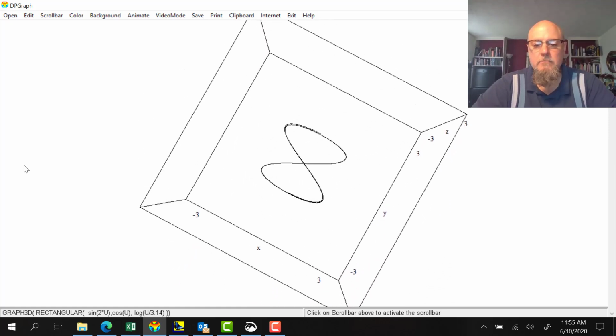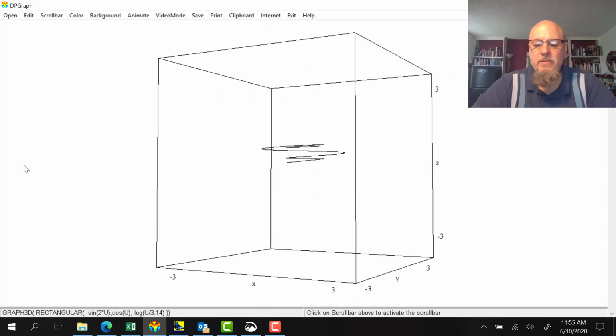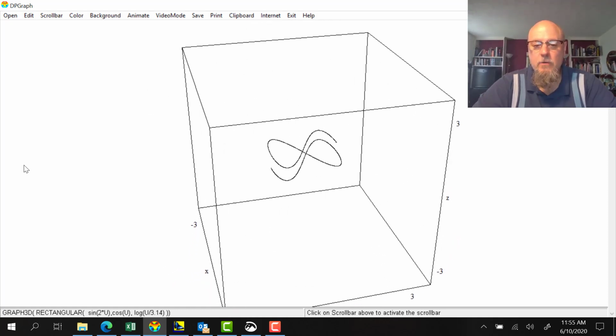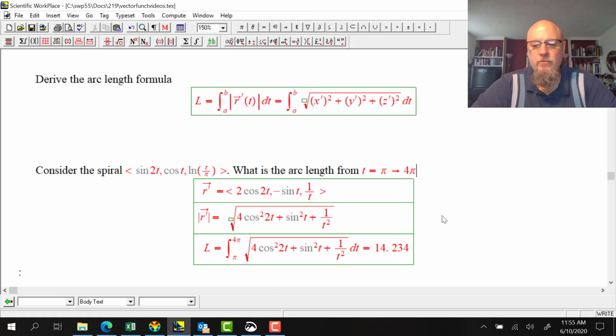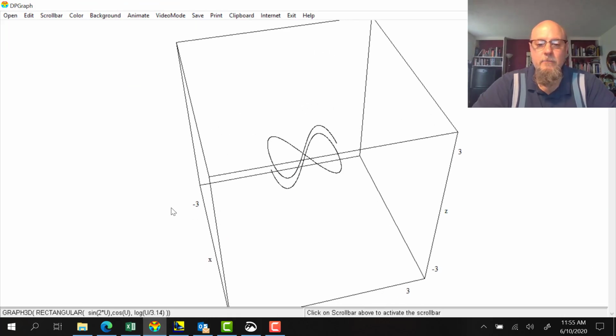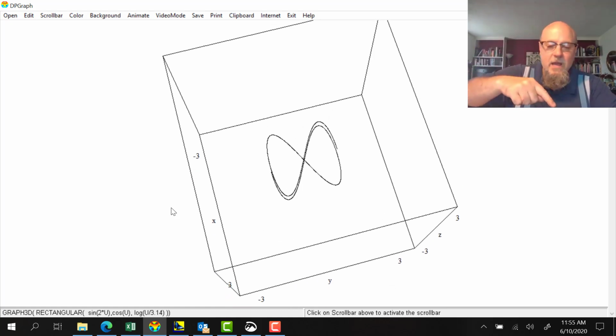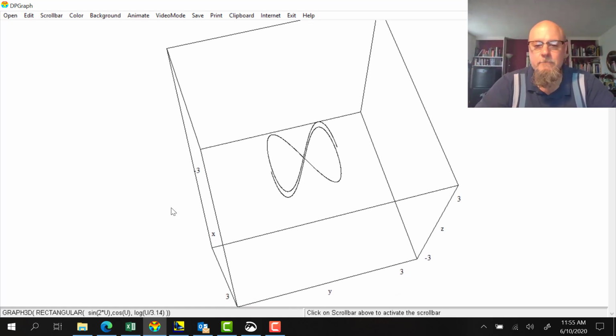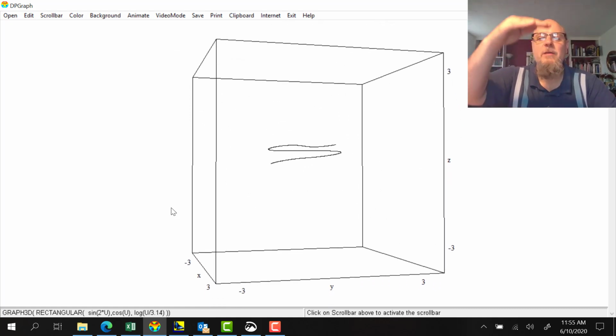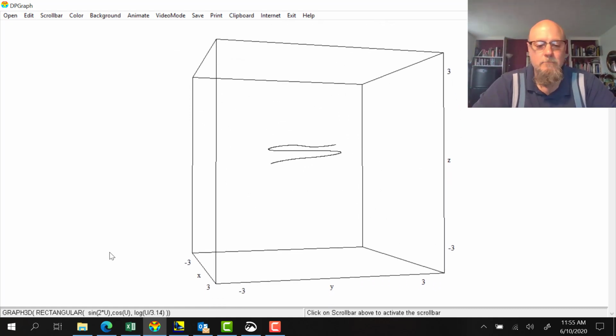That piece of string, let's say if I were to stretch it out, is 14.23 long. That's what we're getting for the arc length. Notice too that the x component goes through twice as many oscillations because of the 2 as compared to the y component. That's why in the x there's twice as many ups and downs as there is in the y. The z component is just getting bigger with the log.